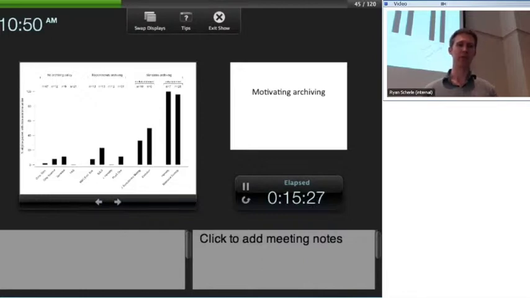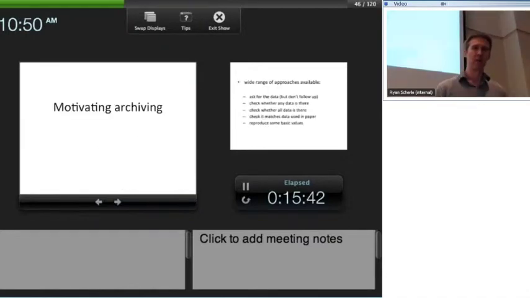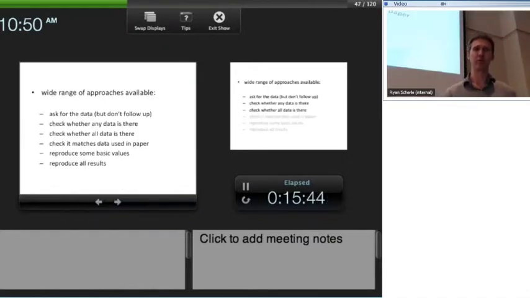So now I sort of want to get a bit more freeform and talk about motivating archiving. Like in Molecular Ecology, we've been trying a number of levers to persuade authors to spontaneously archive their data, to spontaneously do a good job with it. And so there's a wide range of approaches available. First, you could just say you must archive your data, or you should archive your data. Next, you could actually check whether any data are there and say you haven't archived any data, therefore, if it's a condition of publication, you have to put something on there.